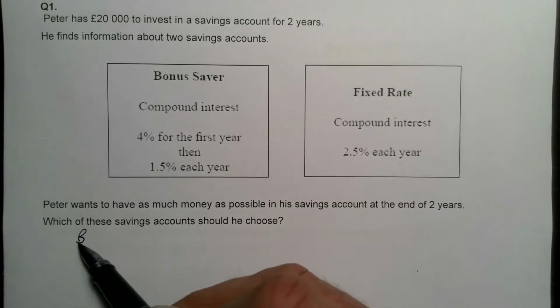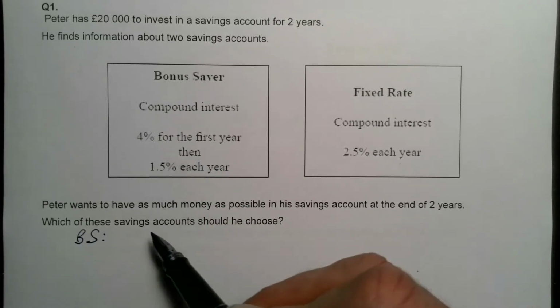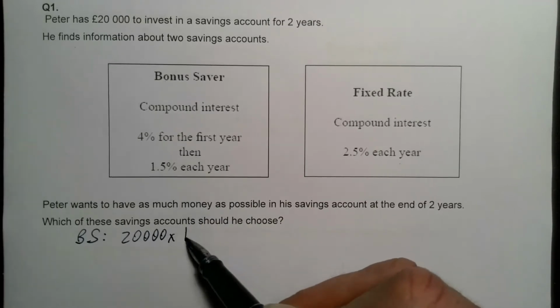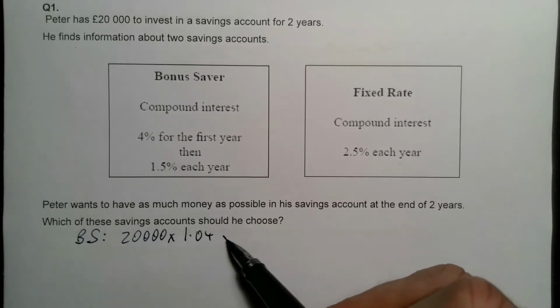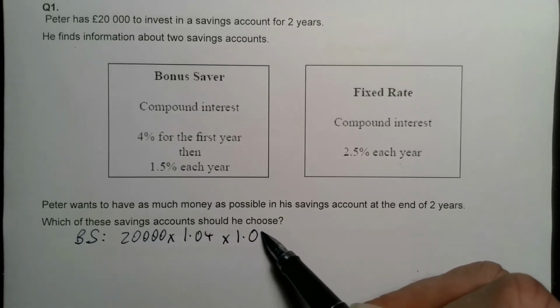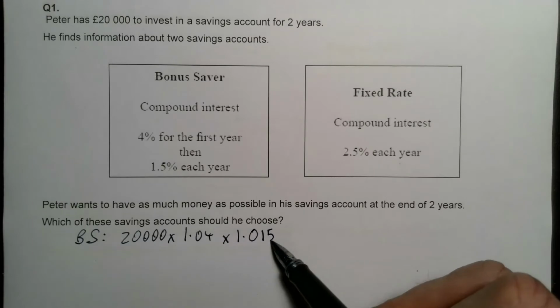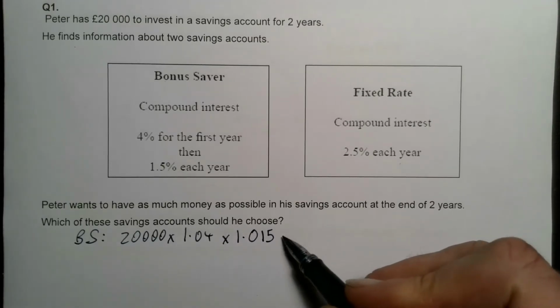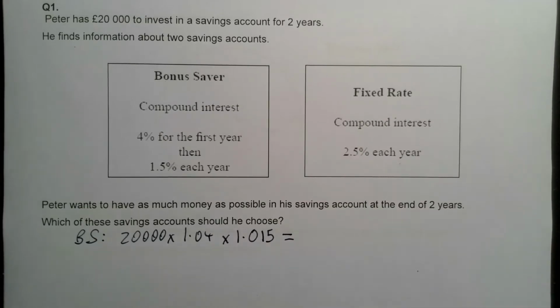So the bonus saver is going to have 20,000 that you're going to multiply by 1.04, and you can do it all in one go. In the second year, 1.5% is 1.015. That's an increase of that. Put that all in the calculator and press equals and that will get you that one.